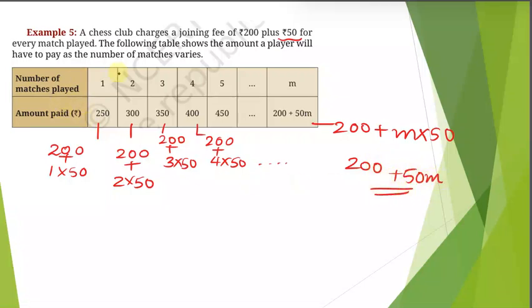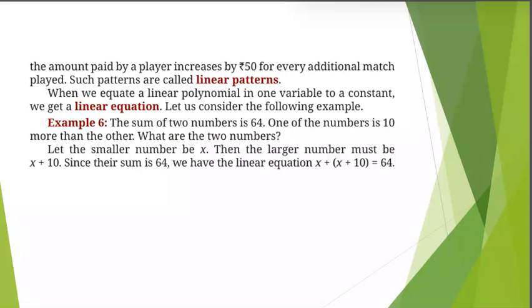So as you can see, in each match played you have to pay an extra 50 rupees. For each match you have to pay extra 50 rupees, so 50 rupees is increasing with each match. This kind of example shows a linear pattern. Why? Because the amount paid by the player increases by 50 rupees for every additional match played. So these are called linear patterns.